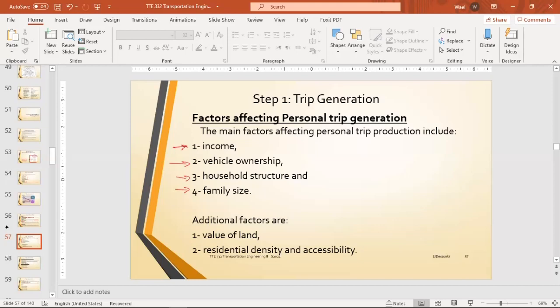Additional factors are the value of land. If the land is expensive, or in downtown or something, it also affects the trips. Residential density and accessibility also affect the number of trips.